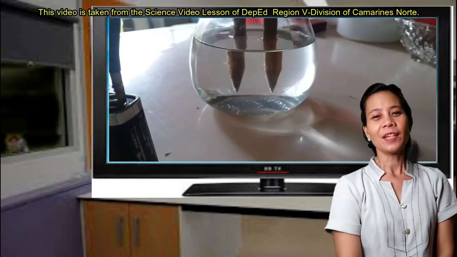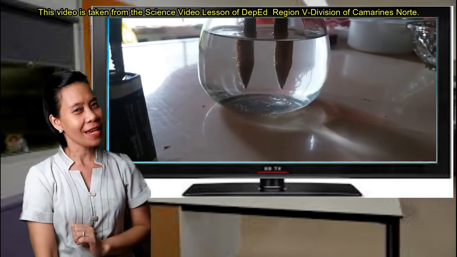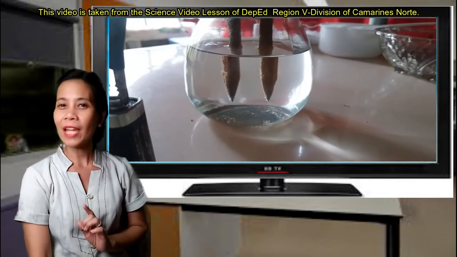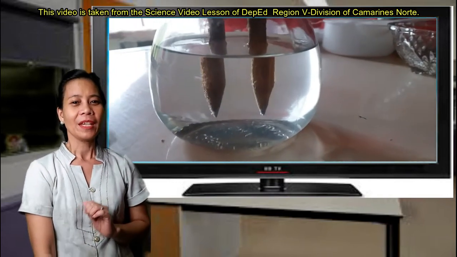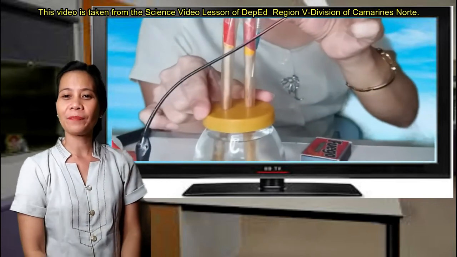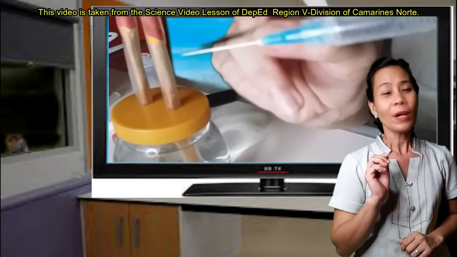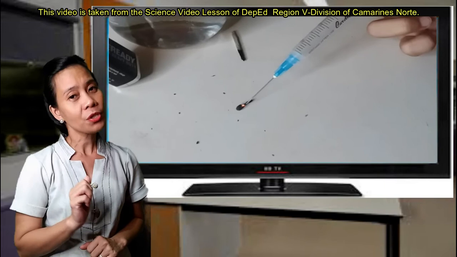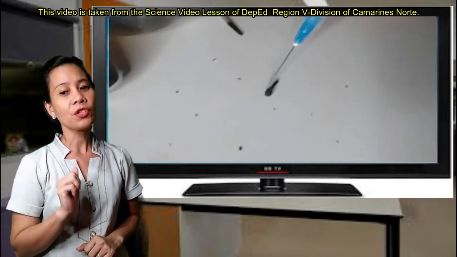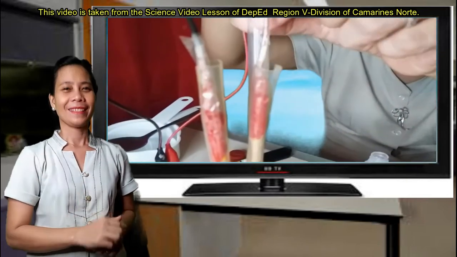Do you see the bubbles on the tip of the pencils? That means electrolysis is taking place. The red wire generates hydrogen, while the black wire generates oxygen. To prove the presence of oxygen, extract gas from the vessel with the black wire. Inject the extracted gas on the glowing tip of a match. What do you observe? The tip of the match glows, then burns rapidly. This means oxygen gas is present because it supports burning.